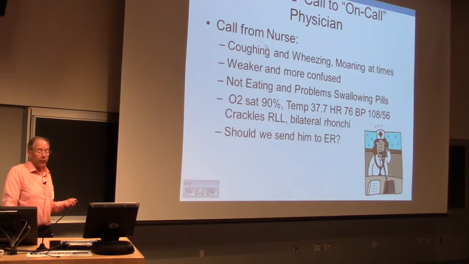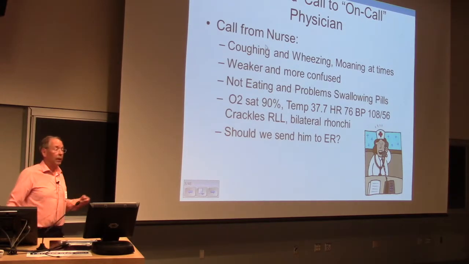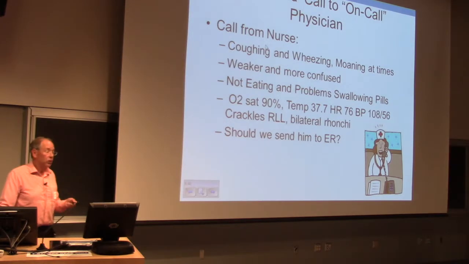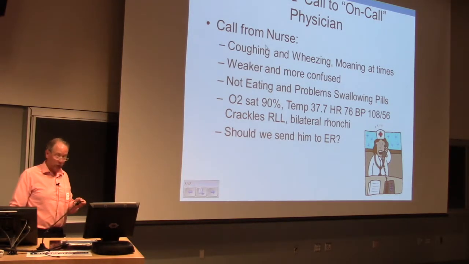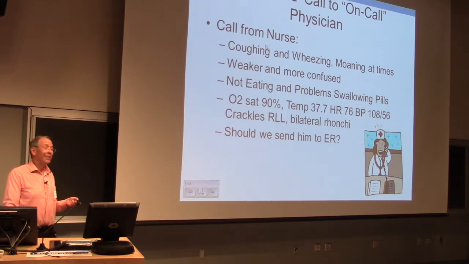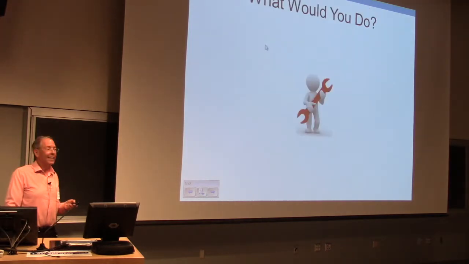His oxygen saturations were 90%. He had a low-grade fever. His blood pressure was a little bit low at 108 systolic. He had some crackles in his right lower lobe, and he had bilateral rhonchi, whistling noises in his chest. And the question to the on-call physician was, should we send him to the ER? And what's the answer? What would you do?